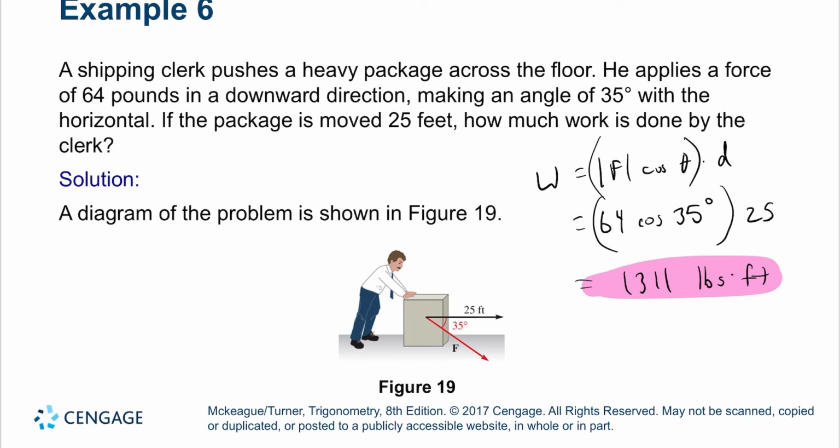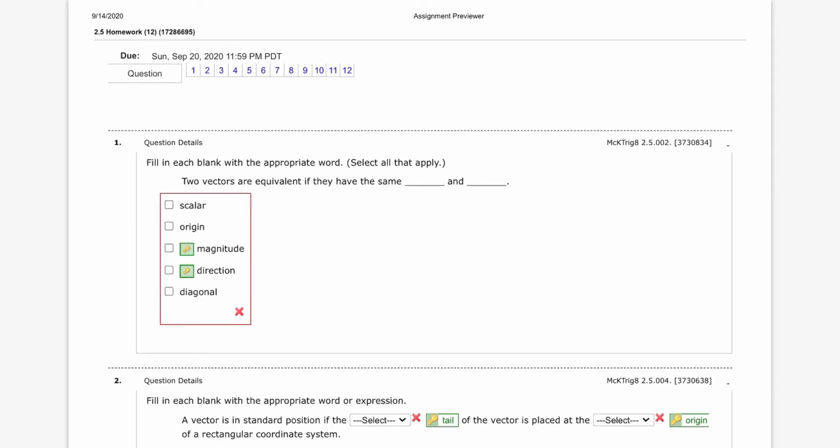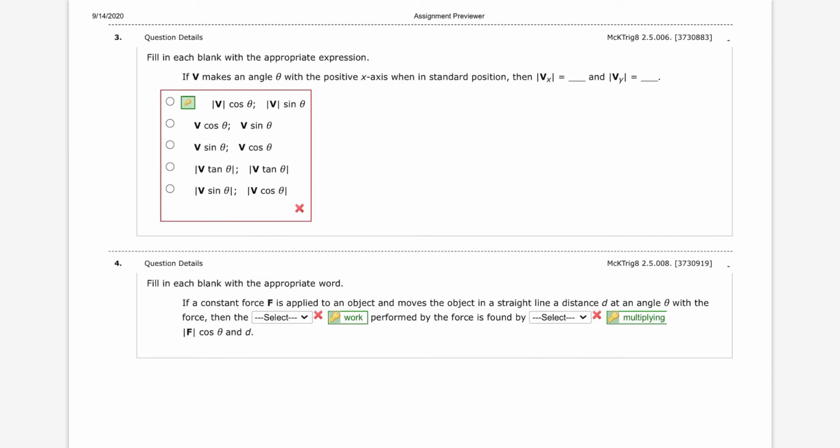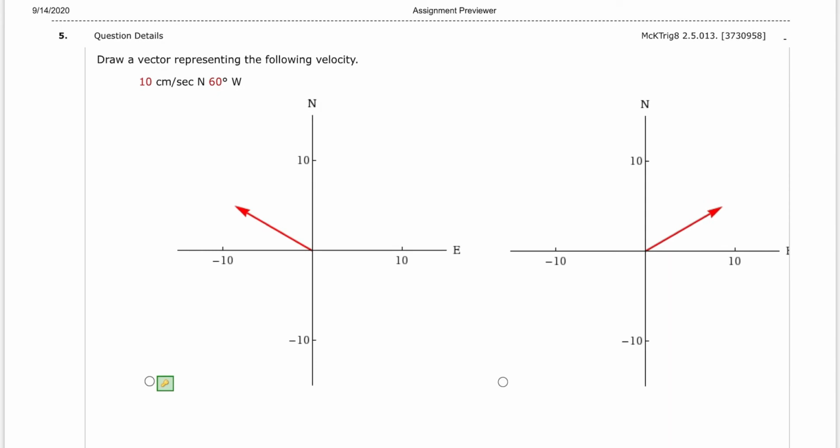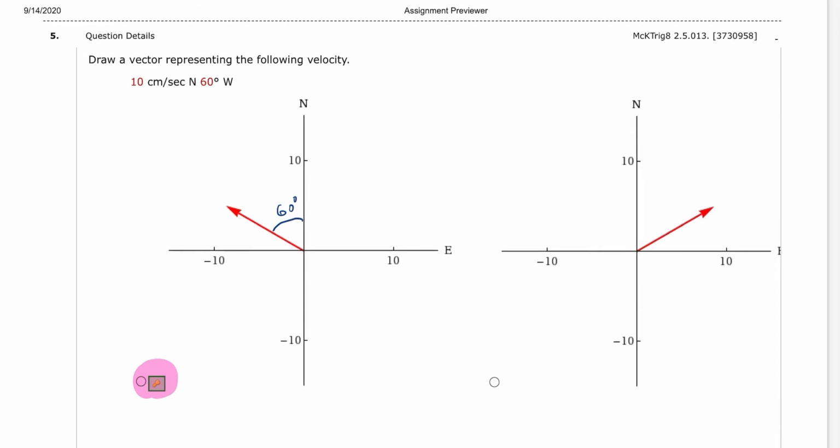Let's turn our attention to our homework now. And for this, I am going to skip these, skip those. All right, for this first one, I want us to draw a vector representing the following velocity. 10 is the magnitude and in the direction of north, 60 degrees west. So this looks like it could be it here because this looks like it's 60 degrees. And it's going from north to west, which is the correct answer, actually. Right. Next example.